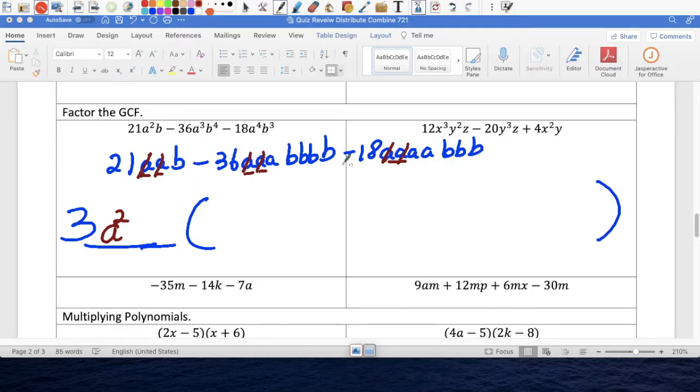And then do they share any b's? Yeah, they share. They each have 1 b that they share. So b, 1b and 1b. That's my factor outside. So 3 times what's 21?